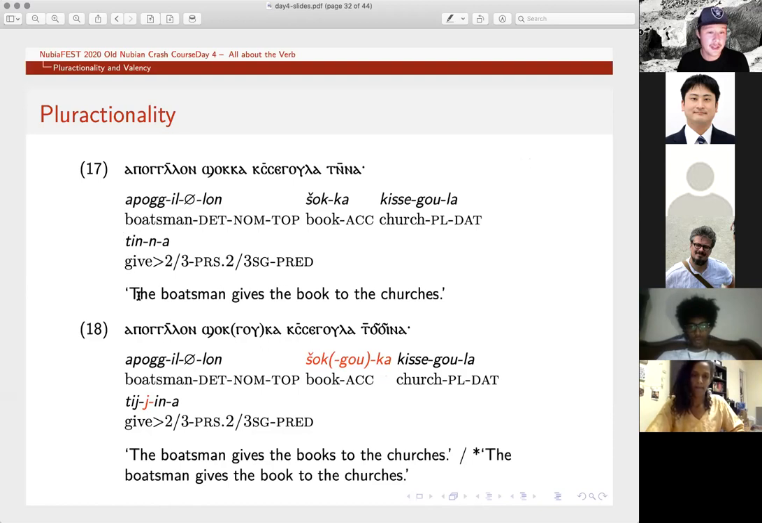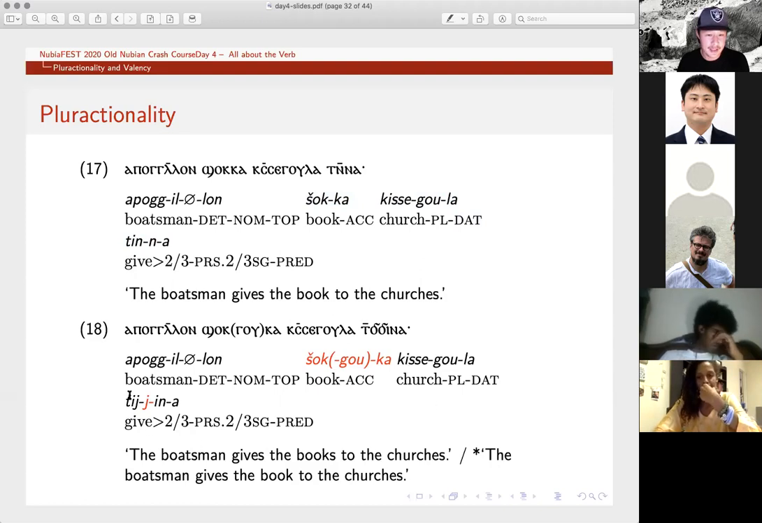Then we have gifts to the churches. So in this case, we don't find a pluractional marker on your verb, which means that my accusative marked object is singular, which it clearly looks singular, even though my indirect object marked with a dative is plural. We still don't find it, right? So there's no correlation between the plurality of this thing here, because it's dative marked, and the verb.